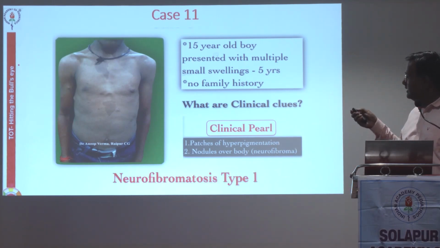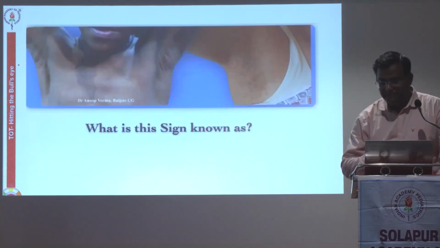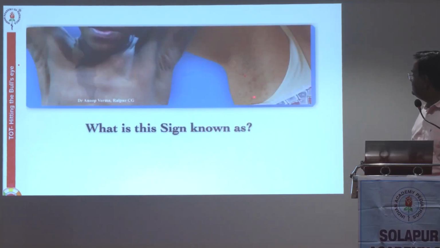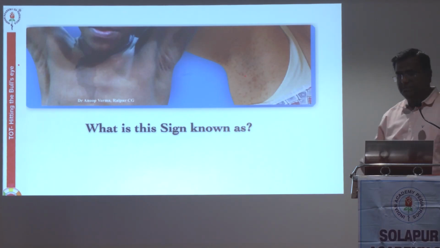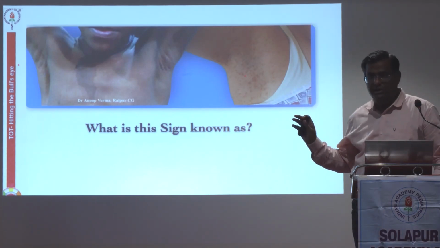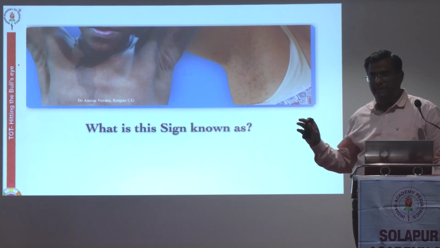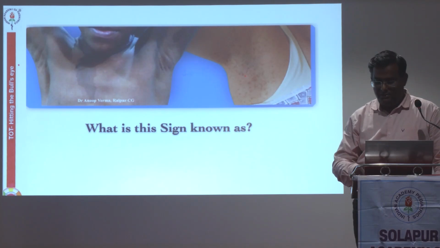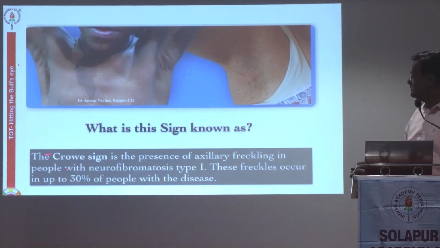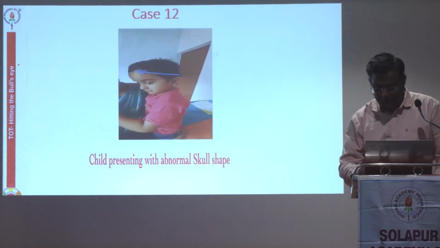When you see café-au-lait spots or neurofibromas, also look at the axilla. What are these? Axillary freckles. And what is this sign called? So this is the Crowe sign. It is seen in approximately 30% of the patients with the disease. Freckles occur in 30% of the people with neurofibromatosis.